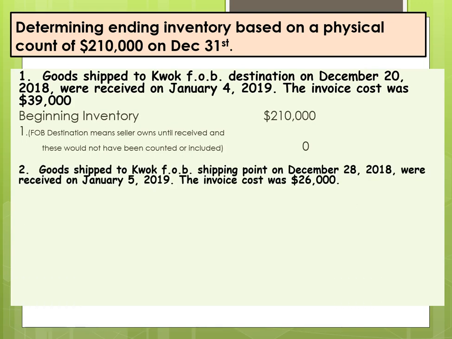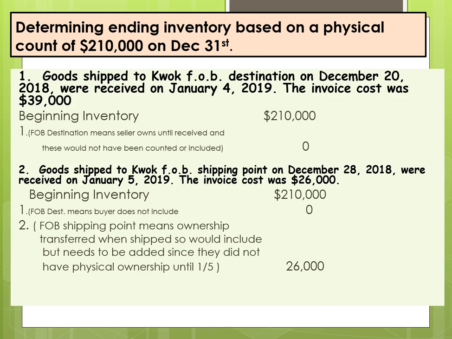Next, we had goods shipped to Quoc FOB shipping point on December 28th, but they weren't received till January 5th, which means they would not have been included in the count, but since it's FOB shipping point, it means ownership transferred to the buyers on December 28th. So therefore, we would have to include that one.